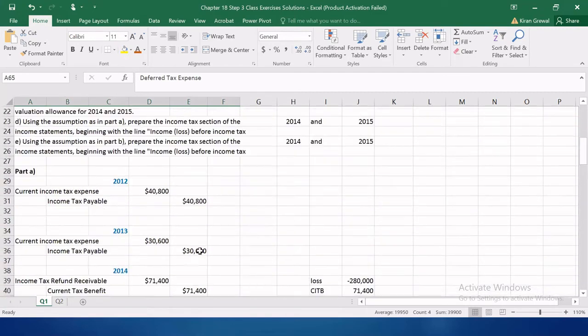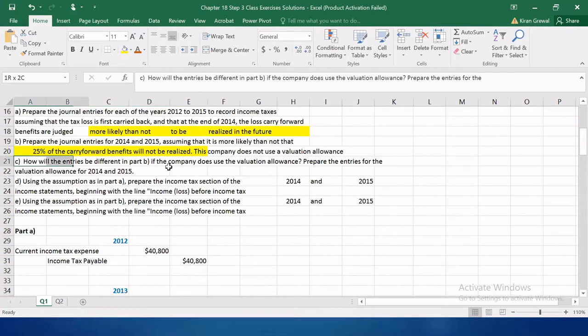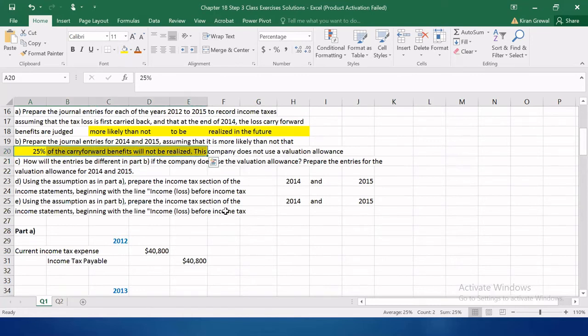Let's go up to part C. How will the entries be different in part B if the company did use the valuation allowance? So again, the valuation allowance method is only allowed in ASPE. It's an option under ASPE that can be used. So in this case, we know that 25% of the benefits will not be realized. So we're going to set up a deferred tax asset for the full 100%.